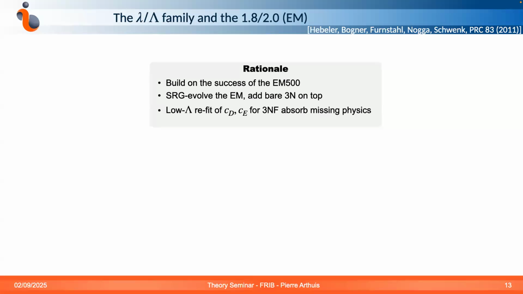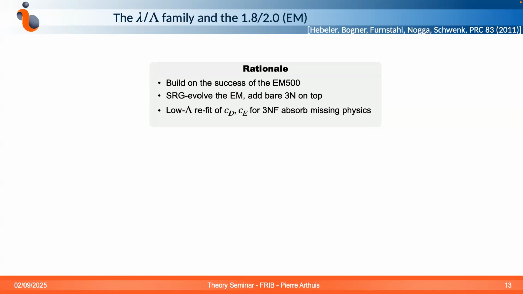The idea by the authors was to build on the success of the EM 500 and to use SRG evolution on the N3LO EM interaction. So I realized I forgot to include an SRG evolution slide. But the thing is, SRG is a similarity transformation, which is good because it means that it will preserve a lot of the physics. It basically makes our interaction softer. It decouples the low and high momentum degrees of freedom. So it makes the interaction softer, which means our calculations converge better.